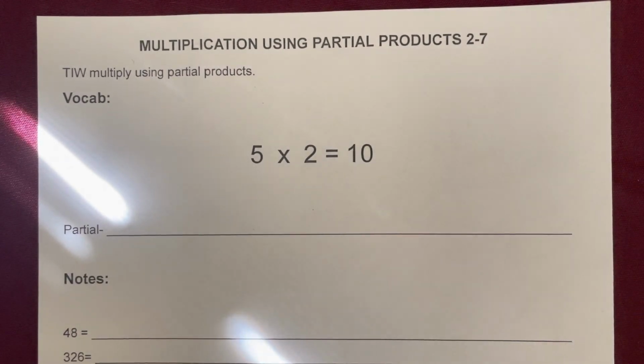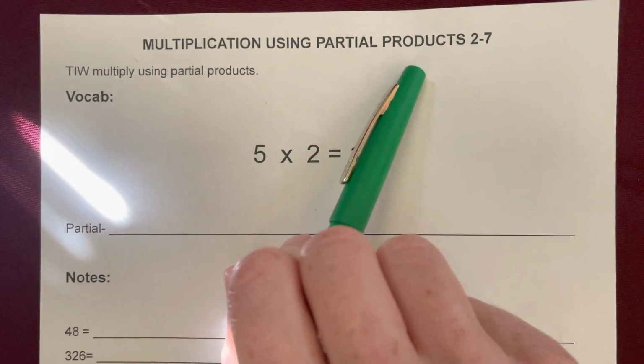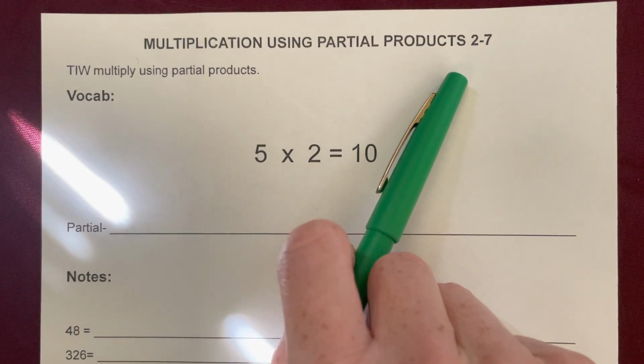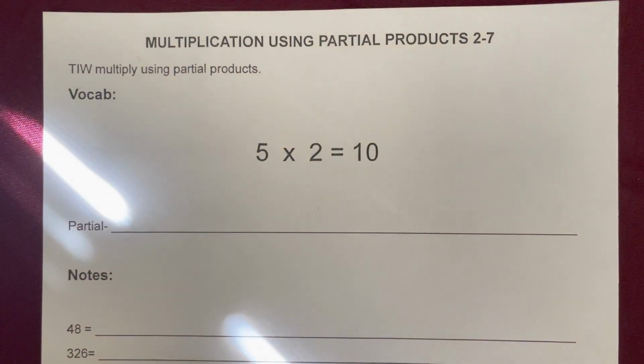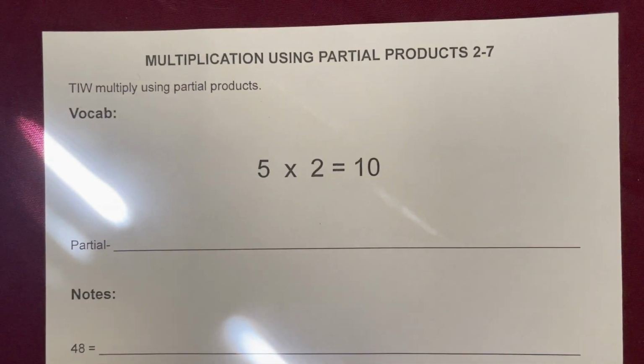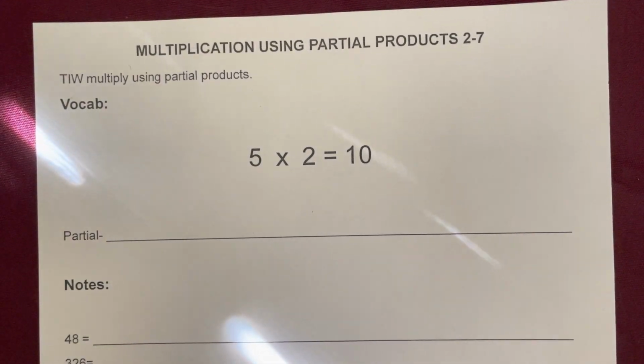Hi class. Tonight our notes are multiplication using partial products. It's found in SWUN 2-7. Again, anytime I'm writing with green, you're copying. Anytime it is red, you're stopping and watching. If at any time you need a pause and rewind, go ahead and do so.